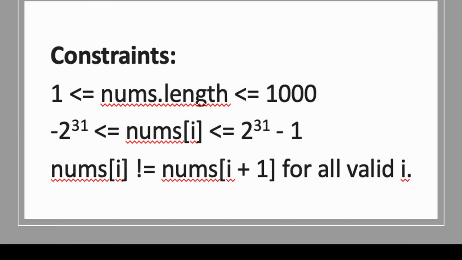So the array contains at least one element and at most 1,000 elements. So we must ensure our solution handles small and large arrays efficiently. And the values in the arrays can be very large or very small, as they follow the standard integer range. No two adjacent elements are equal. This guarantees that every element is either increasing or decreasing compared to its neighbors, ensuring that at least one peak always exists in the array. These constraints will help us optimize our approach while ensuring correctness. Now let's move on to implement our solution.